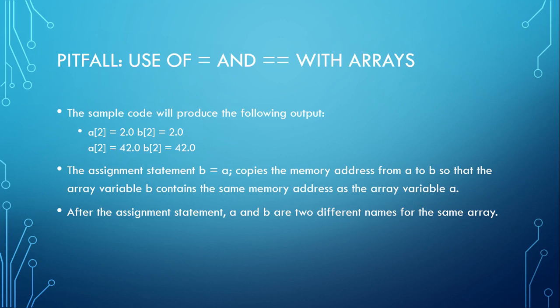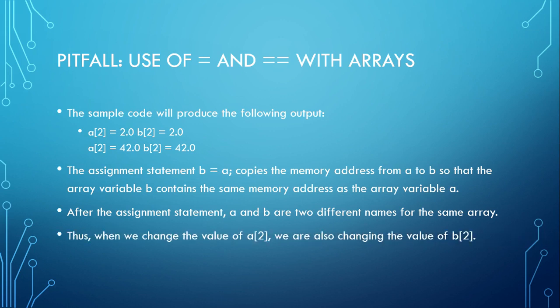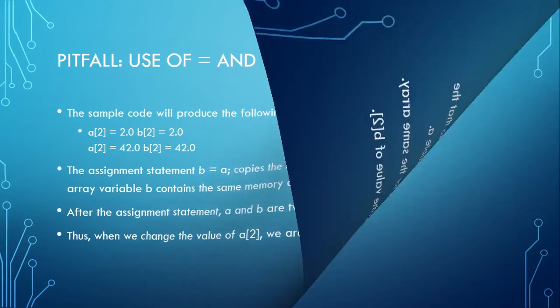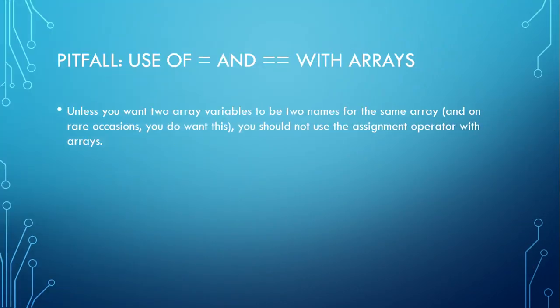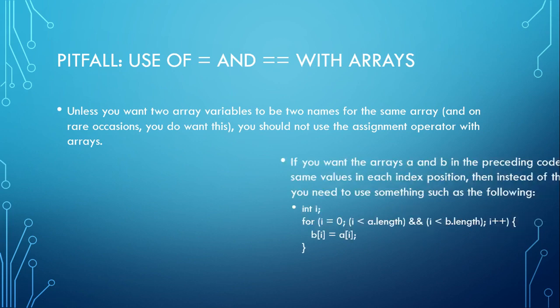After the assignment statement, a and b are two different names of the same array. And this is just like what we talked about with classes. Even though you've made two different, quote-unquote, objects, they're pointing to the same memory address. Thus, when we change the value of a[2], we also end up inadvertently changing the value of b[2]. Unless you want two array variables to be two names for the same array, and on rare occasions you do want this, you should not use the assignment operator with arrays.